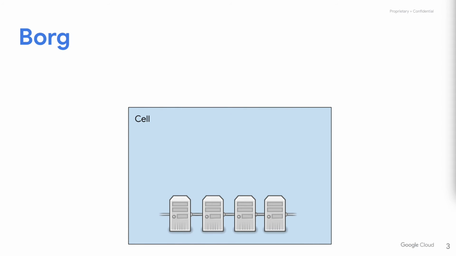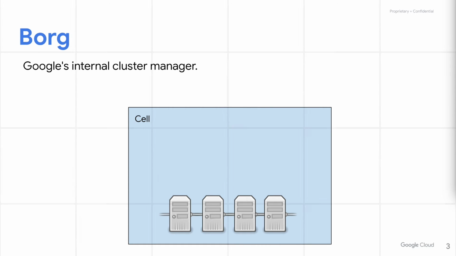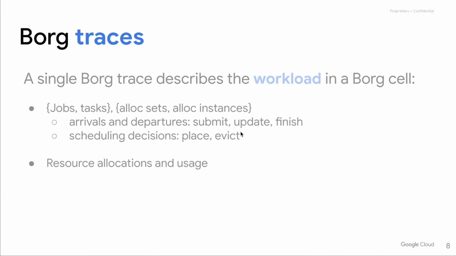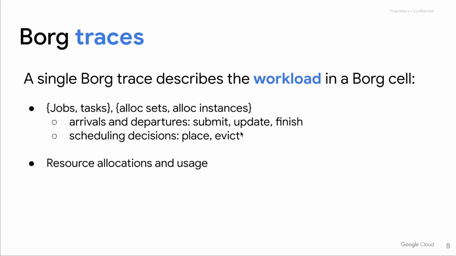Well, Borg is basically Google's internal cluster manager, which is used to schedule jobs and tasks and all of these things which I'll describe later. I mentioned how we're releasing public traces as part of this project. What are Borg traces? Borg traces describe the workload in a Borg cell. So this includes the arrivals and departures of jobs, allocs, etc., and the scheduling decisions Borg takes on them, including evicting them or assigning them to machines, etc.